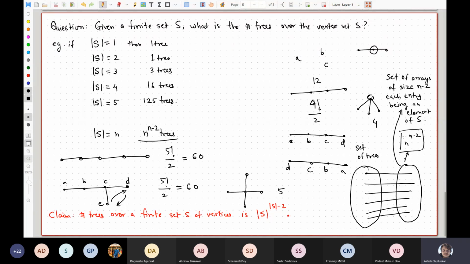So how do you convert a tree into an array? How do you convert an array into a tree? And then we'll have to prove that if you convert a tree into an array and back into a tree, you'll get back the same tree. So all these things we'll have to worry about.